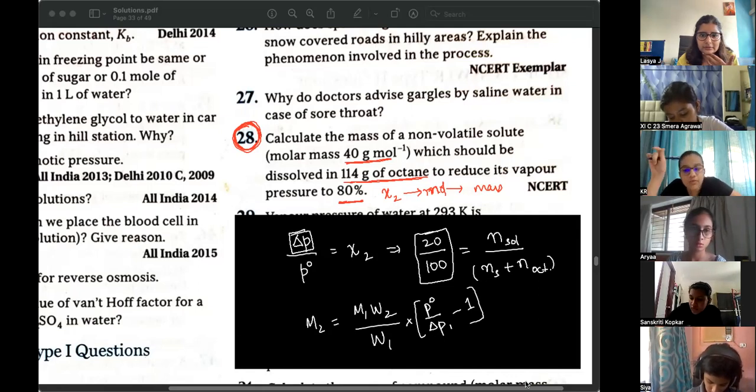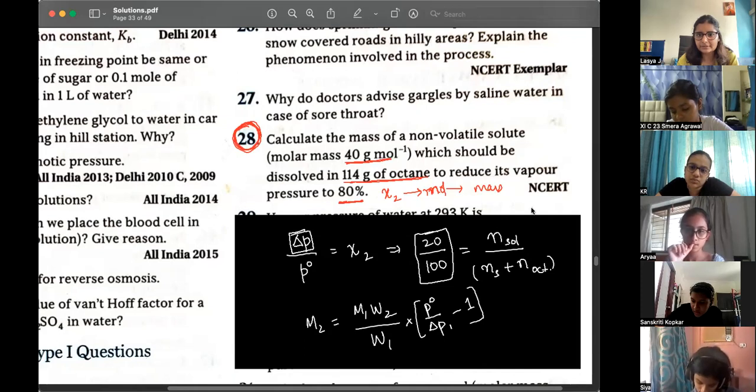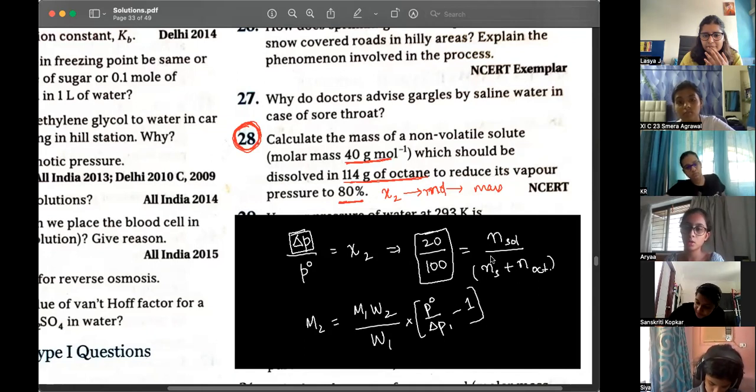And if we go by what you are doing, how do we find the mass of the solute? So it takes two steps. First, you calculate the number of moles of the solute. And then in the second step, you do the other thing. So mole fraction, say I only get the number of moles, right? M2 would be 40, right? Because M2 is solute ka molar mass.